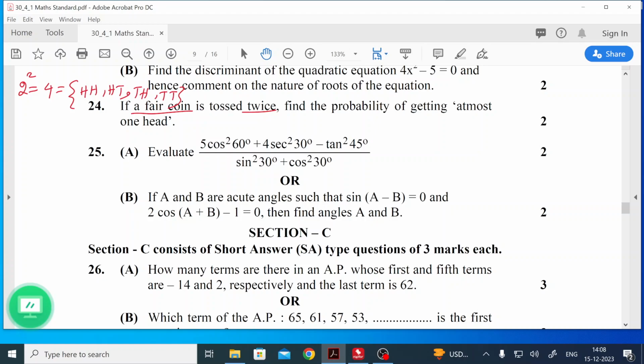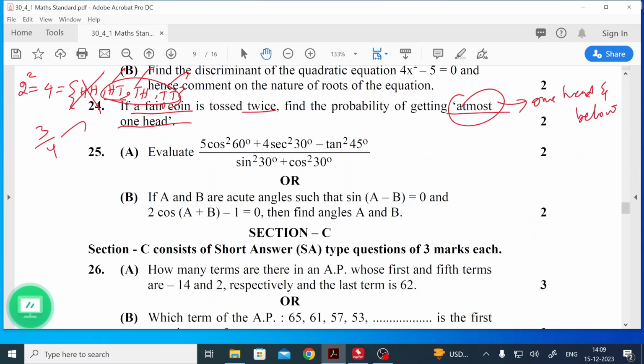Find the probability of getting at most 1 head. At most 1 head in the sense 1 head and below. This is 2 heads, leave it. 1 head and below, in the sense even 0 head is there here. TT means 0 head, double tail, in which there is no head. Even though, at most 1 head means 1 head and below, so 0 head also we have to count. So we have 3 chances. So 3 divided by 4. That's it. Do you understand? 3 by 4.